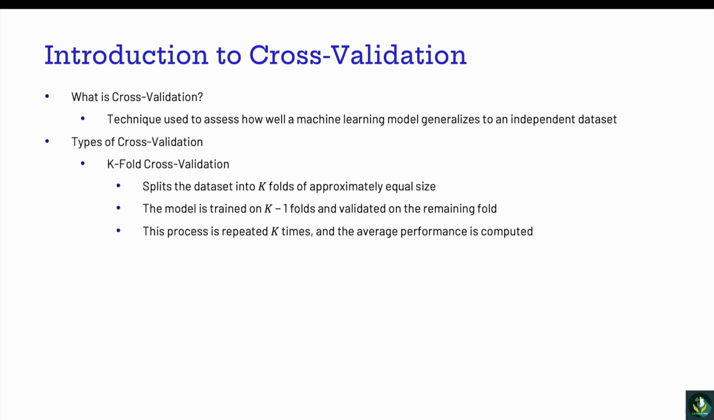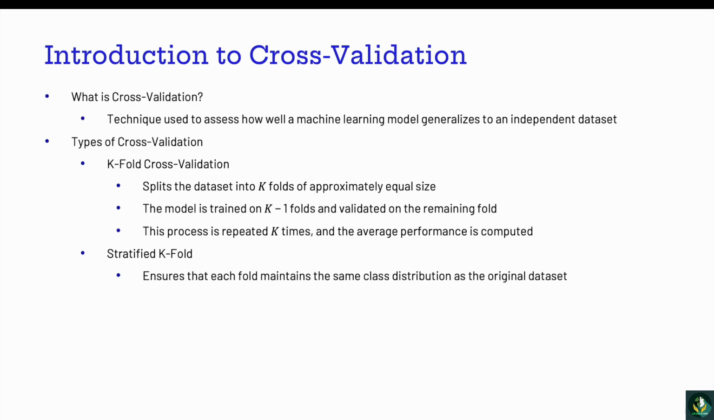This process is repeated k times and the average performance is computed. Next, we have the stratified k-fold, which ensures that each fold maintains the same class distribution as the original dataset and is useful for imbalanced datasets.